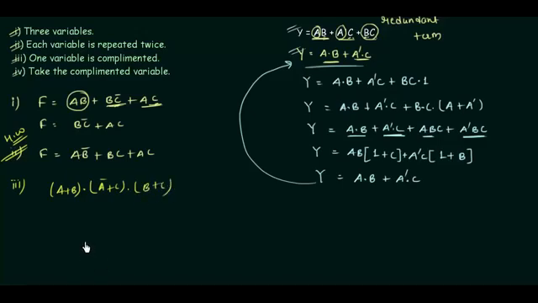In this again we have to check for the three variables. We have three variables A, B and C. Each variable is repeated twice. A is repeated twice, B is repeated twice and C is repeated twice. One variable is complemented. Yes, A is complemented, and finally we have to take the complemented variable. So if this is function f, we have A or B. I'm taking the complemented variable, that is A, and A complement or C, and this one is omitted because in this there is no A.